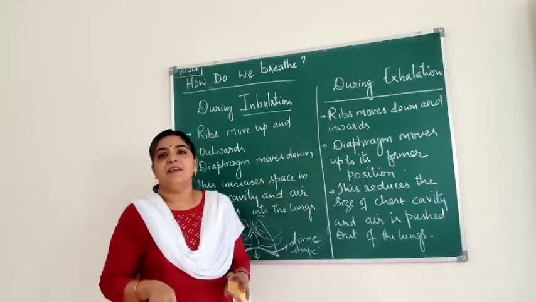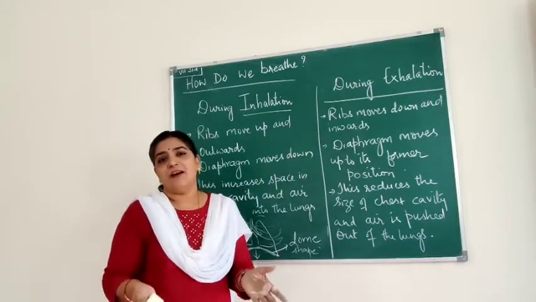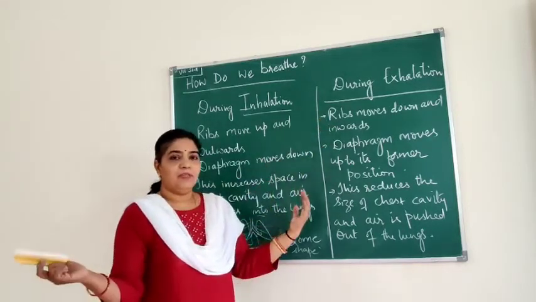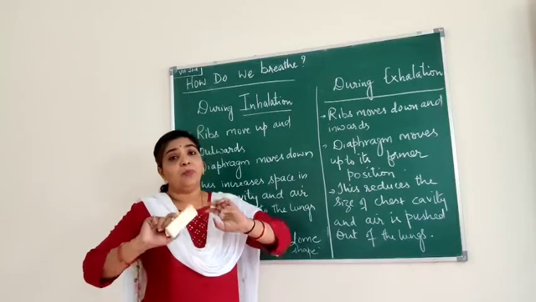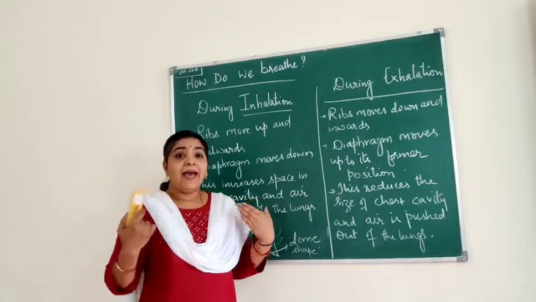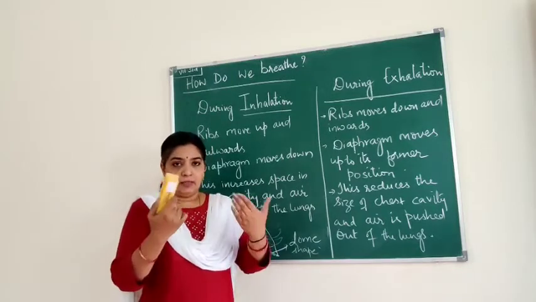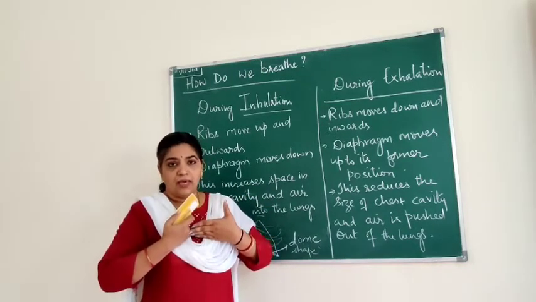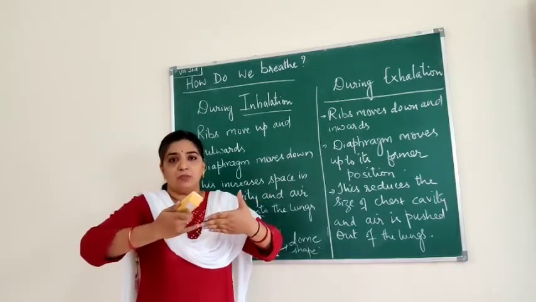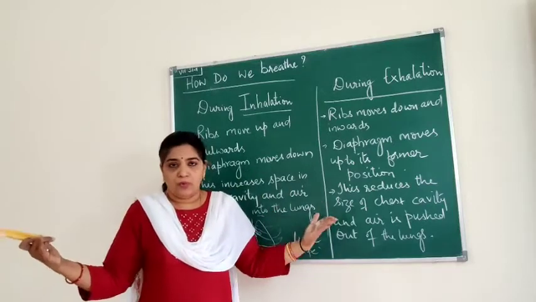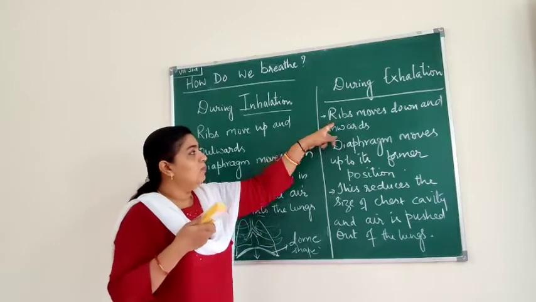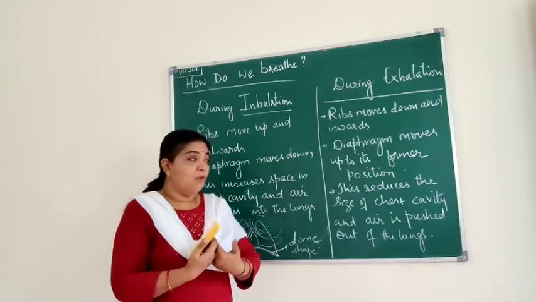So what happens during exhalation? It is the opposite of that, right? During exhalation, the lungs have to push out the air. So what will happen? The ribs move down and inwards. In inhalation, the ribs move up and outward. In case of exhalation, the ribs move down and come inward.